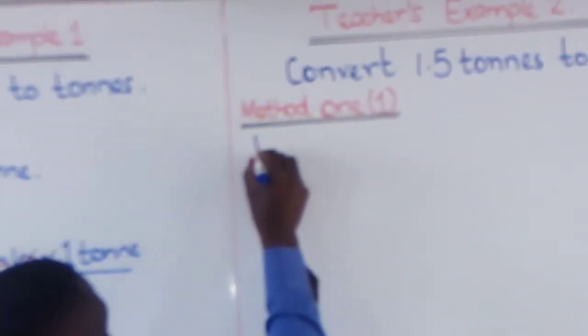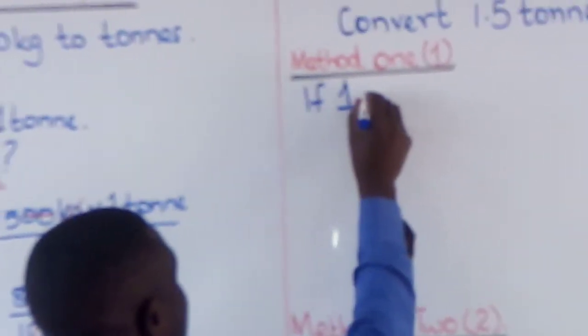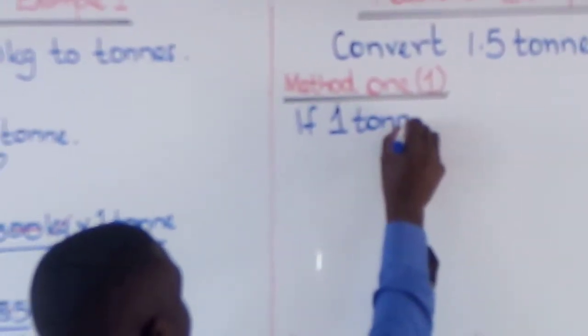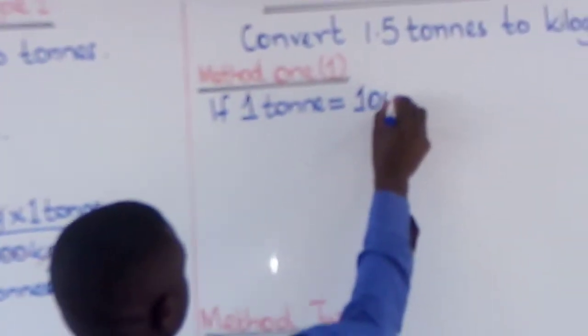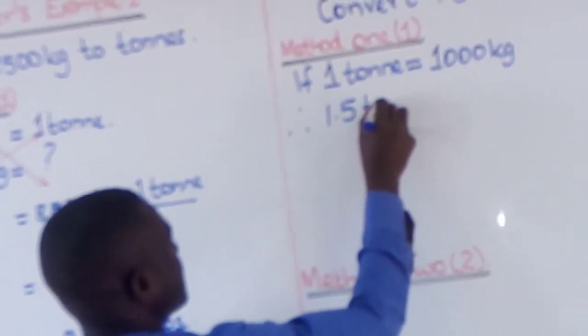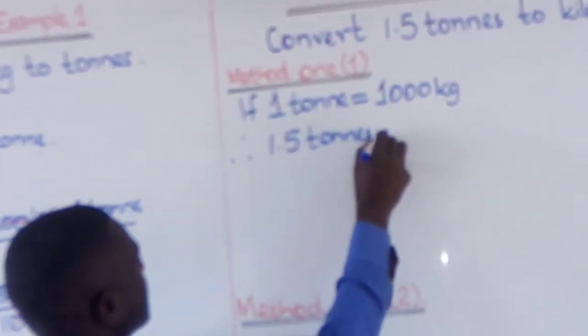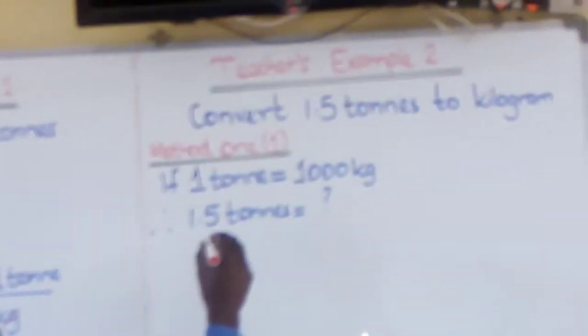If we are converting from tons, so you begin with tons. If 1 ton equals 1,000 kilograms, what about 1.5 tons? Again, we ask ourselves a question. Then we cross multiply.